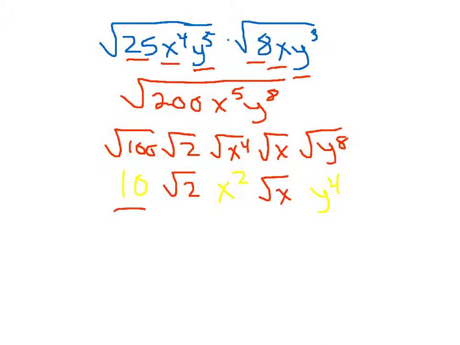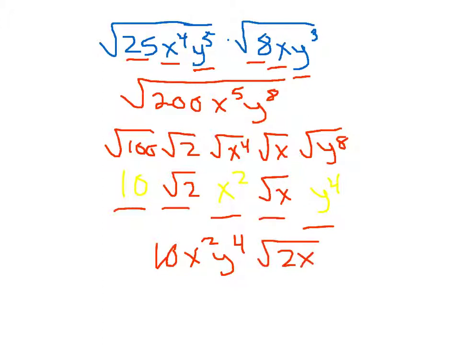Now I can bring the 10 x squared y to the 4th up front. 10 x squared y to the 4th, and anything that is under the square root can be combined now under one square root to give me the square root of 2x.